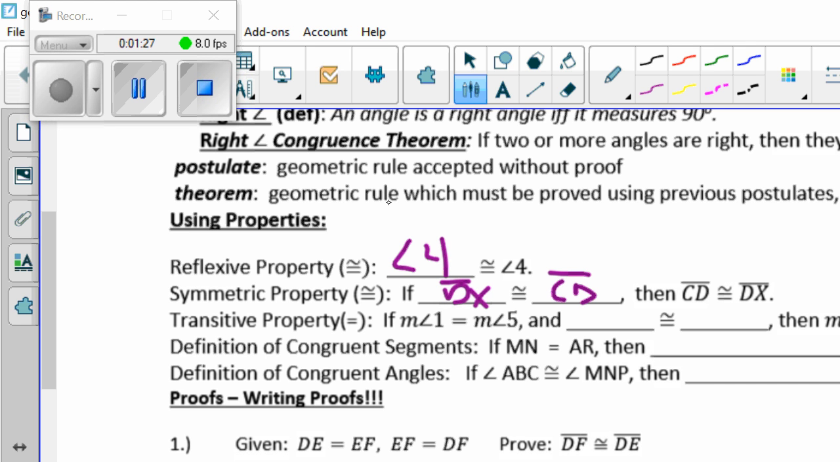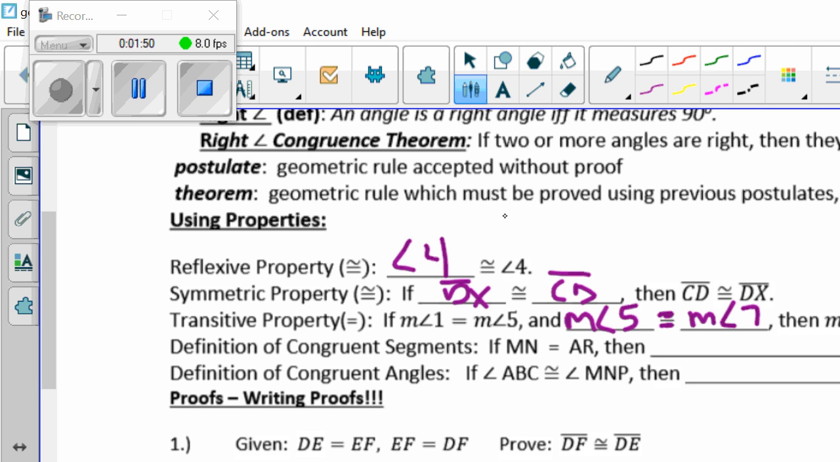Transitive property. If the measure of angle 1 equals the measure of angle 5, and what? And this should say equals, not congruent. The measure of angle 5 is equal to the measure of angle 7. Then the first, angle 1, equals the last, angle 7.